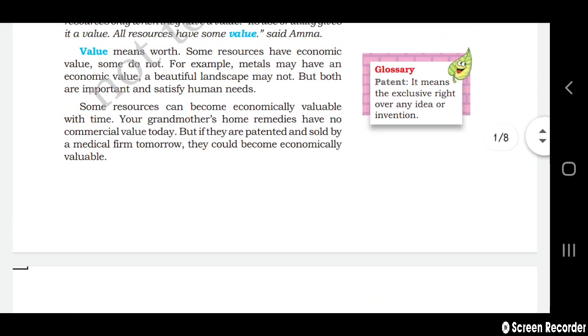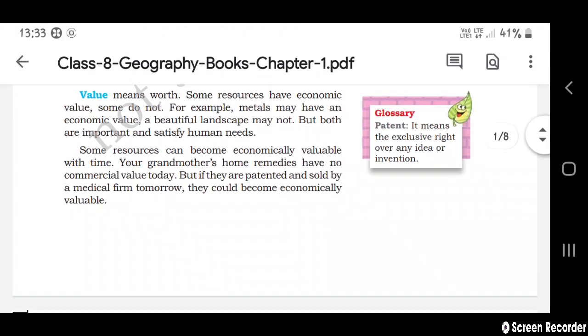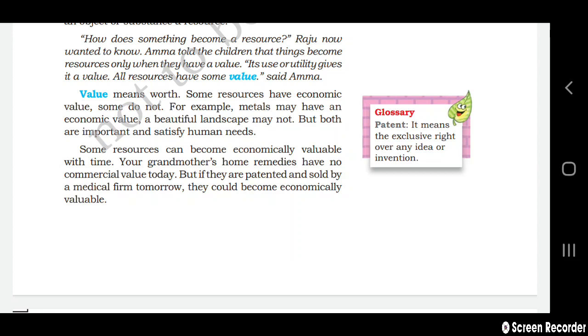Value means worth. Some resources have economic value, some don't. Some resources have economic value, meaning you buy them. For example, metal may have economic value. A beautiful landscape may not have economic value, but both are important and satisfy human needs. Some resources can become economically valuable with time.